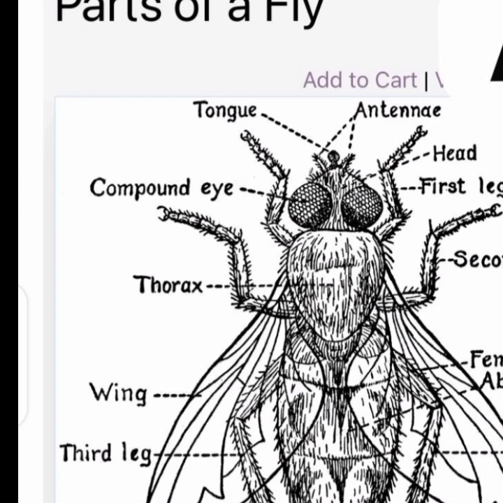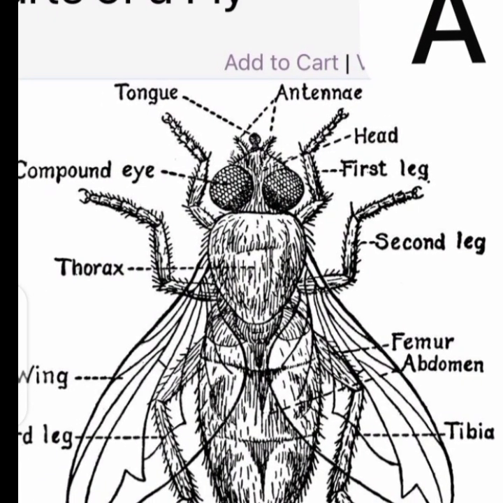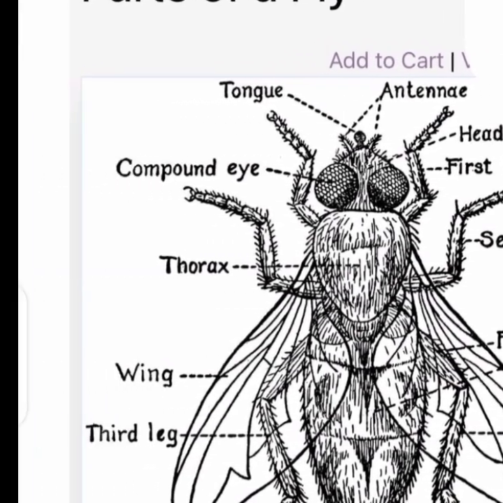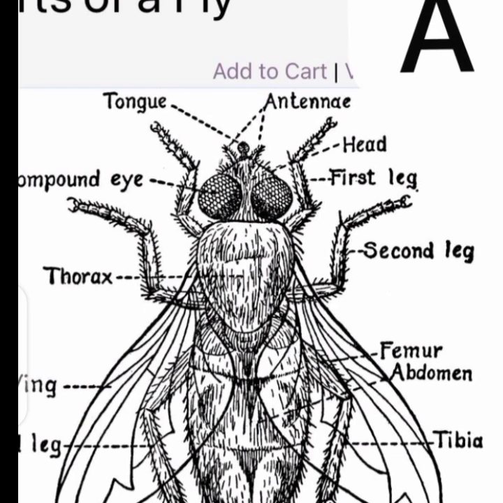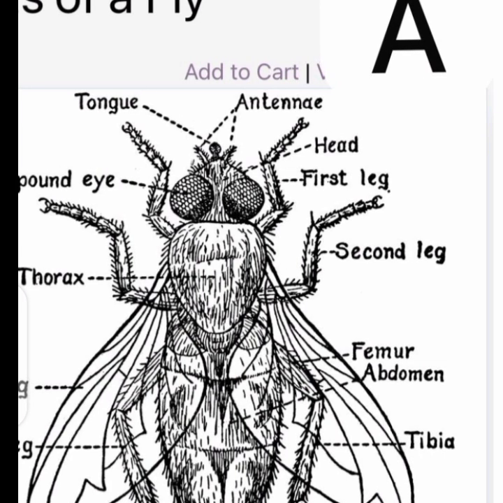So now we have the antenna. So that antenna is actually for receiving vibration. They do not have ears to listen, so they use the antenna to get vibration. And then we have the tongue. That is the tongue they use to perch on food. Then the head and every other part of the labels are there, so you can explore the label from the diagram.